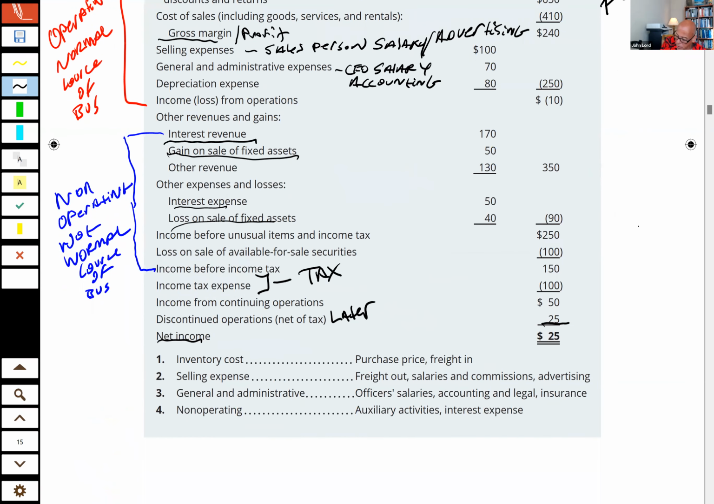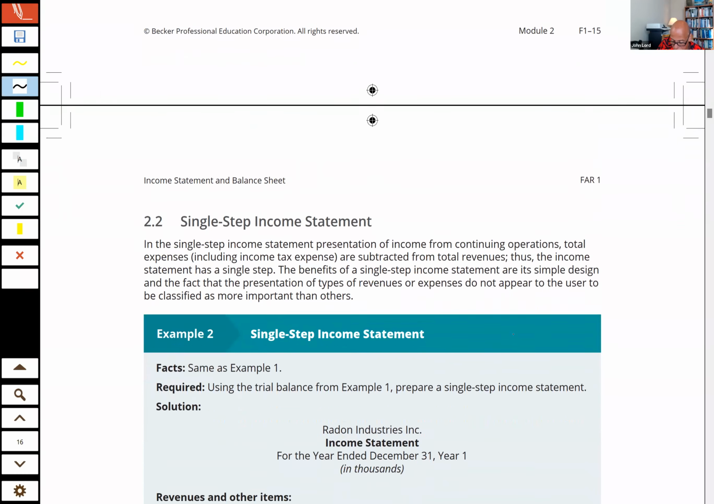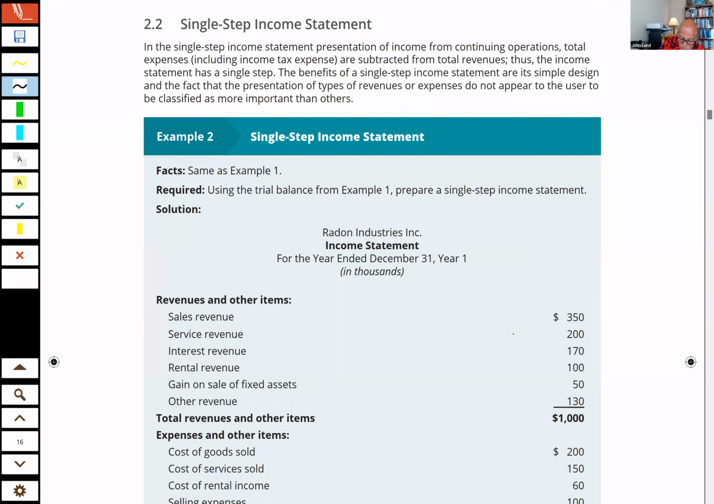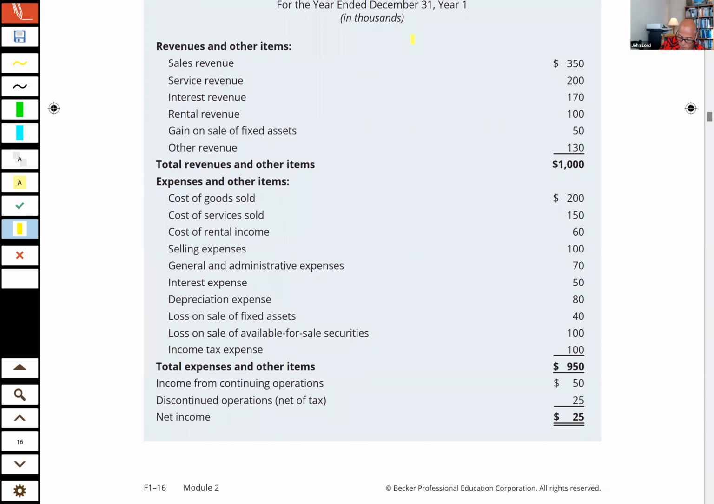Now, when we come down, notice we had what? We had net income here of $25, okay? Now, if you go over to the next page and you start talking about the single step income statement, okay? And when we look at the single step income statement, the first thing to notice is that the net income is what? $25. Net income doesn't change just because a company goes from a multiple step to the single step, okay?